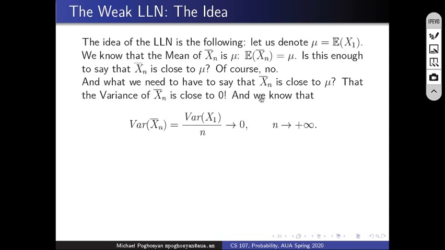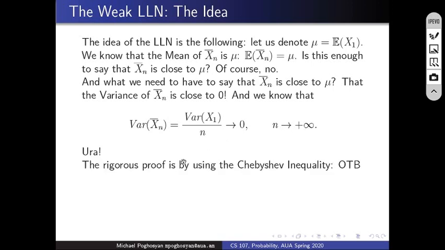This is the idea. And we know that the variance of Xn bar, we have calculated it, is the variance of x1 over n. And this tends to 0 when n is tending to plus infinity. And this is what we wanted to get. This is the idea of the proof of the weak law of large numbers.